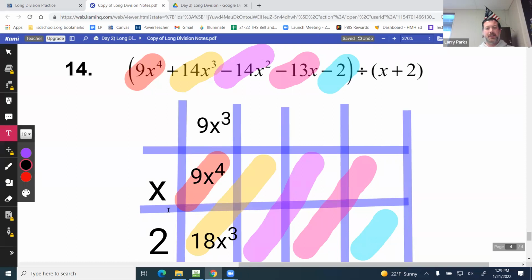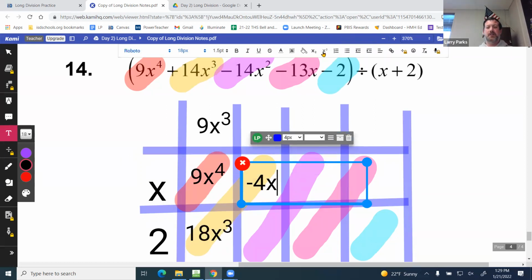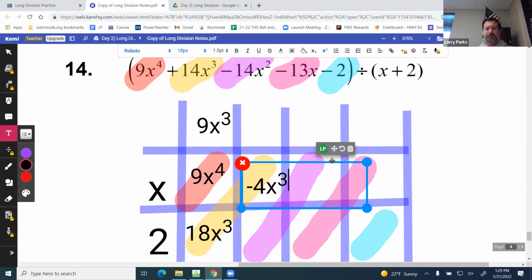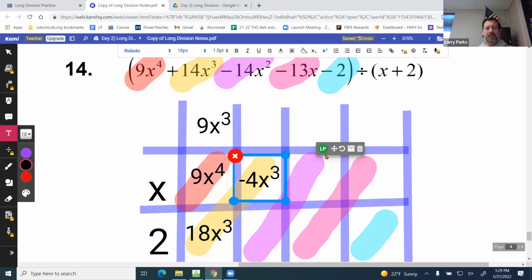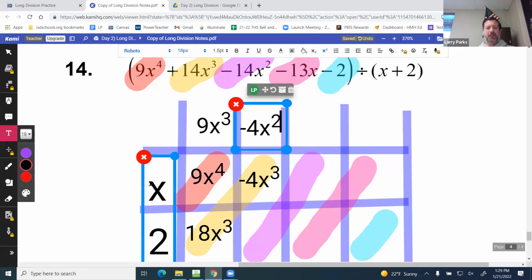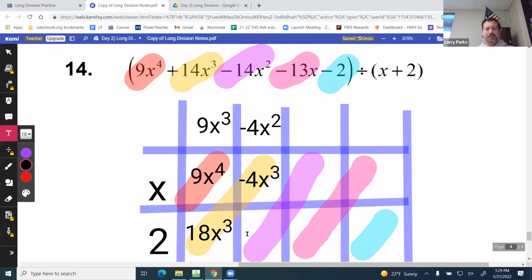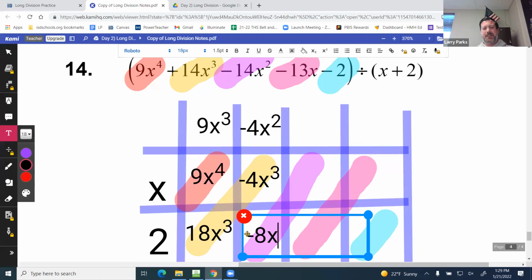All right. Yellow, we're on yellow. We're trying to get to 14. We're at 18. This needs to be negative 4. How do you get to negative 4? X times what's negative 4x cubed? That'd be negative 4x squared. Now take negative 4, get that. Negative 4 times 2 is negative 8x squared. I like this way. It's fun.